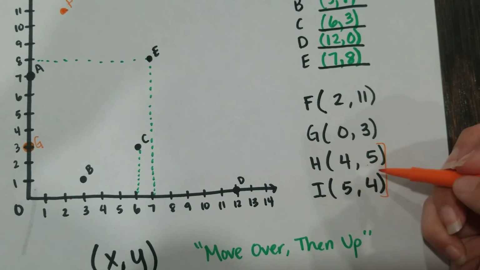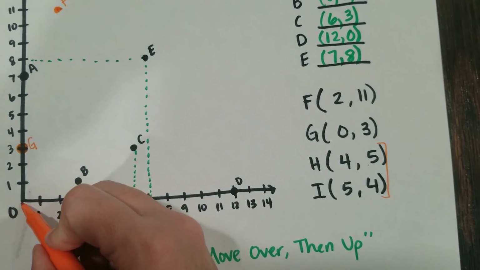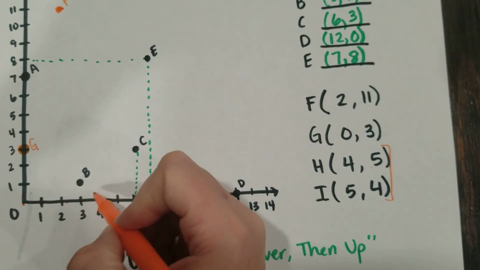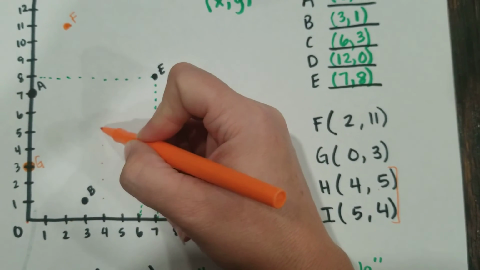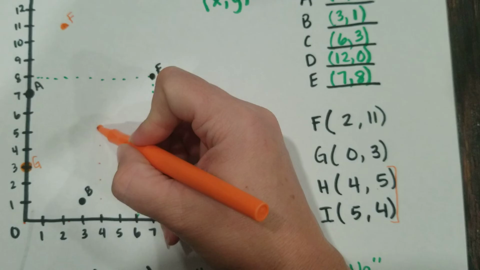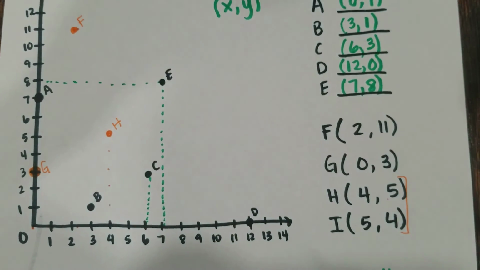So H is 4, 5. We're going to go over 4, up 5. Starting at 0, over 4, and then up 5. 1, 2, 3, 4, 5. Make a big old dot right there. And this is H, right?